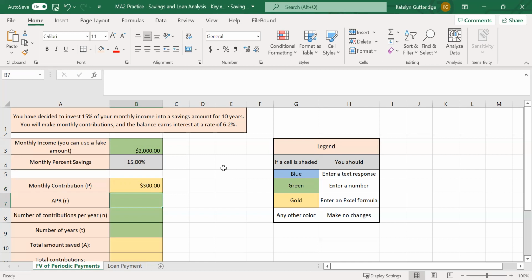Okay, the APR, the R value, this is going to be the interest rate they give you in the problem. You're going to go ahead and type this in the cell and make sure you put that percent symbol with it, so Excel knows that you are working with a percentage there.